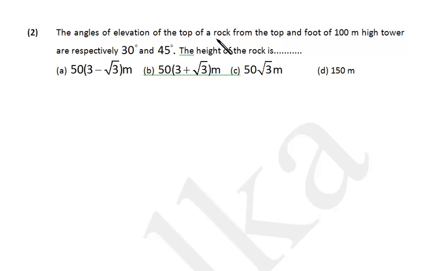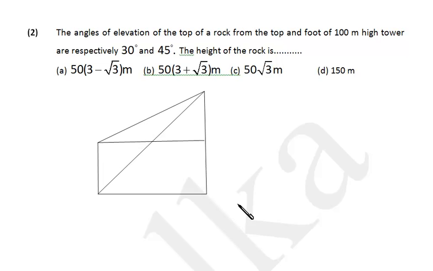The angles of elevation of the top of a rock from top and foot of 100-meter tower are respectively 30 and 45 degree. So I draw the diagram, just a moment. So this is the diagram. This is the rock, top of rock from top and foot of 100-meter high tower. So this is a tower. From the top of the tower and from the foot of the tower, the angle is 30 and 45, right? We have to find out the height of the rock. That means this length we have to find out.